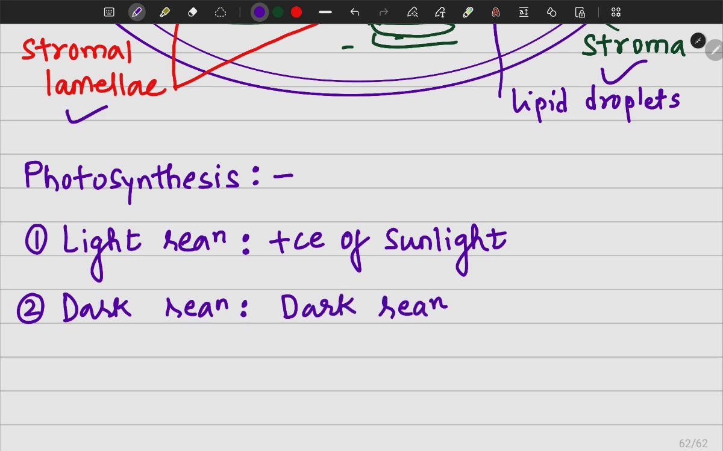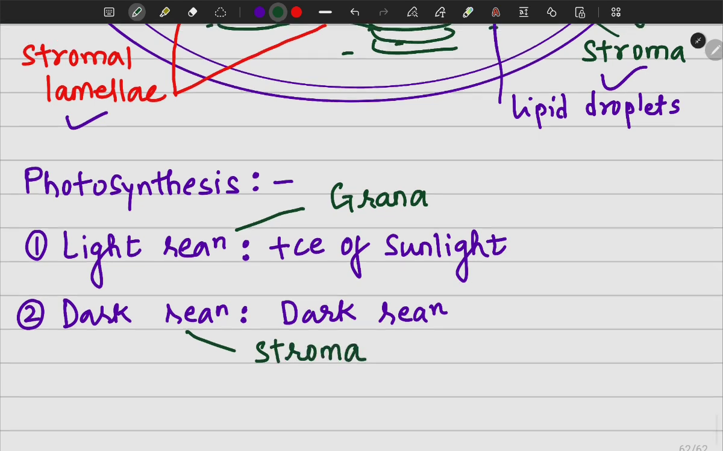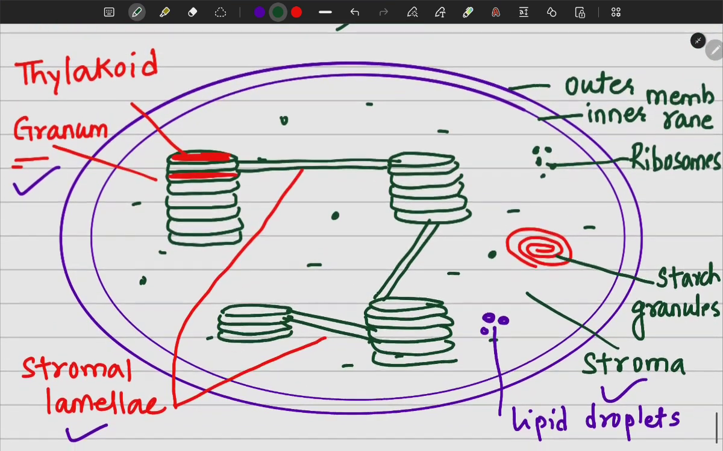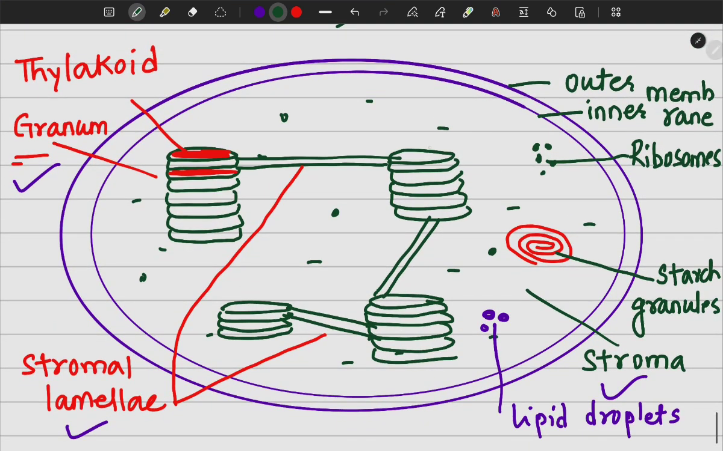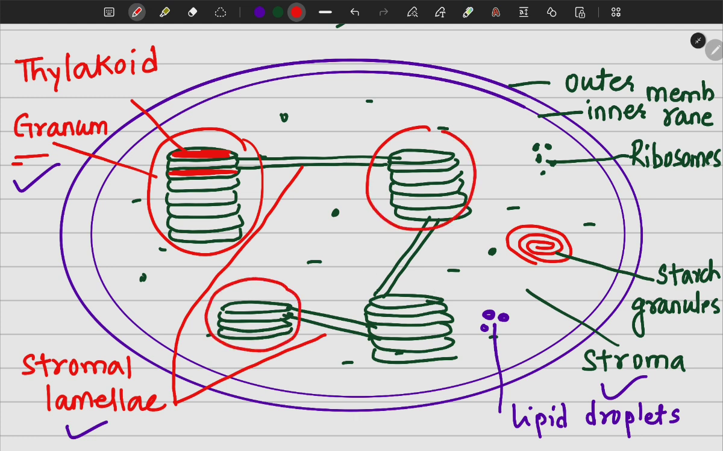Now the light reaction occurs in the grana of the chloroplast, and the dark reaction occurs in the stroma of the chloroplast. So here, when we studied the grana, the light reactions will be occurring inside these structures, and they will be light dependent, hence they are called light reaction.